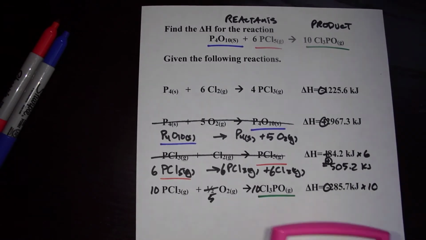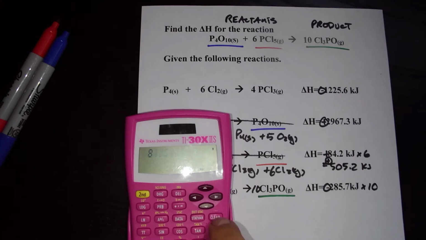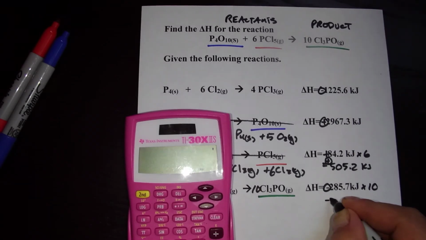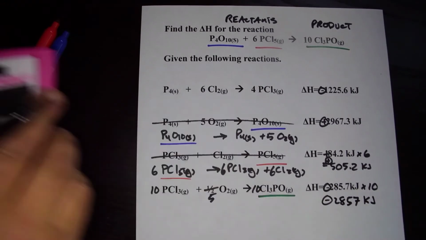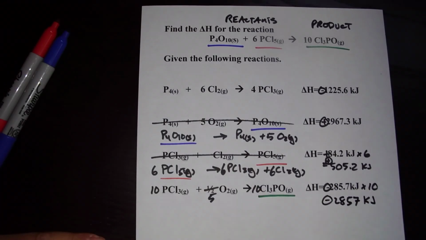So let's take out the calculator, because I don't trust my math right now in my head. Actually, I don't know why I wouldn't. That's funny. 2857 kilojoules. Yeah, you just move it over 1 decimal point. Brilliant, amazing.